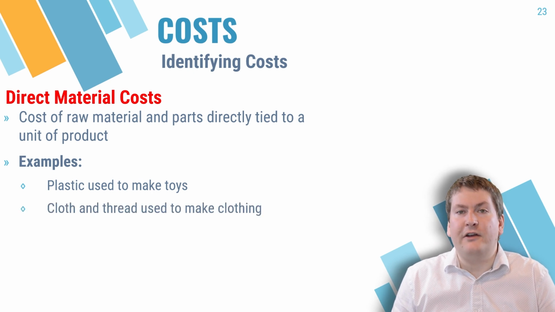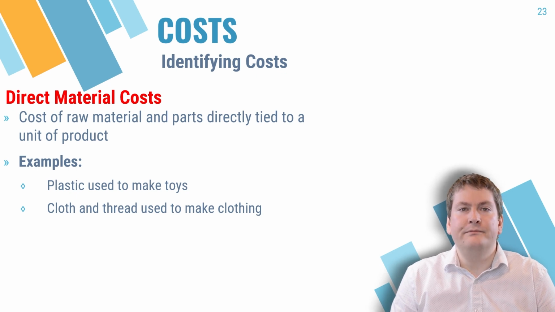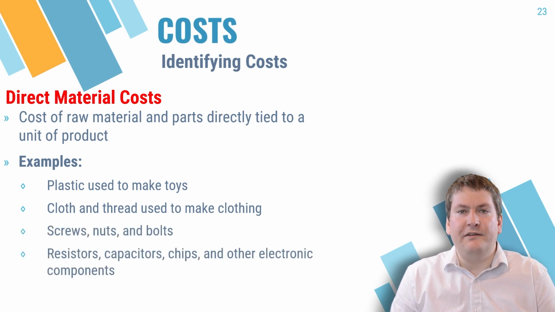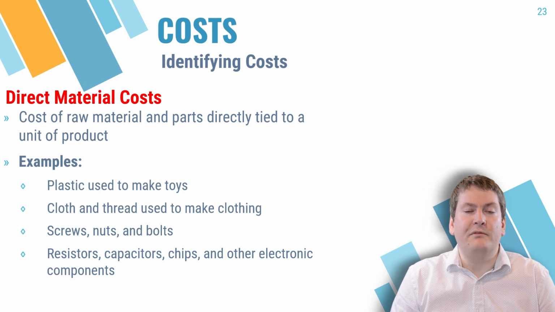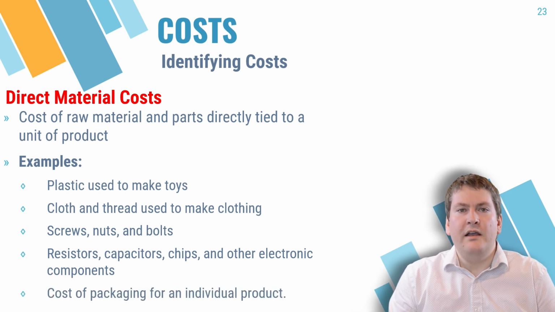Similarly, a clothing manufacturer would have direct material costs relating to things like cloth and thread used in each t-shirt. The manufacturer of electronic devices might have costs relating to the raw electronic components in their devices, such as the cost of capacitors and resistors in each device, and even the nuts and bolts holding the whole thing together. These costs can also include any packaging a single unit of the product comes in.